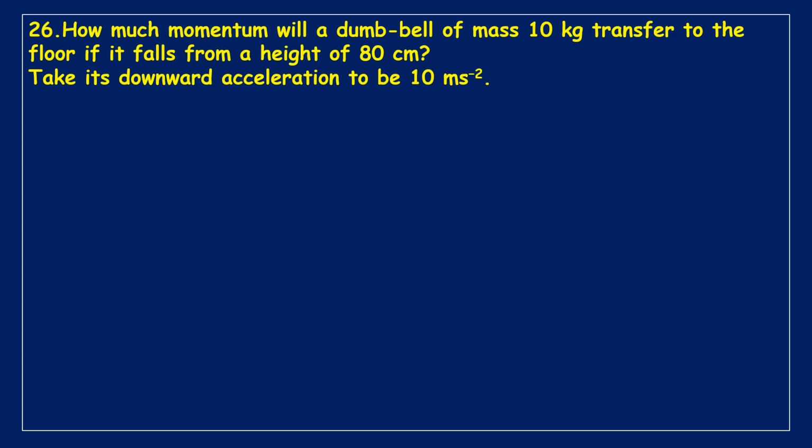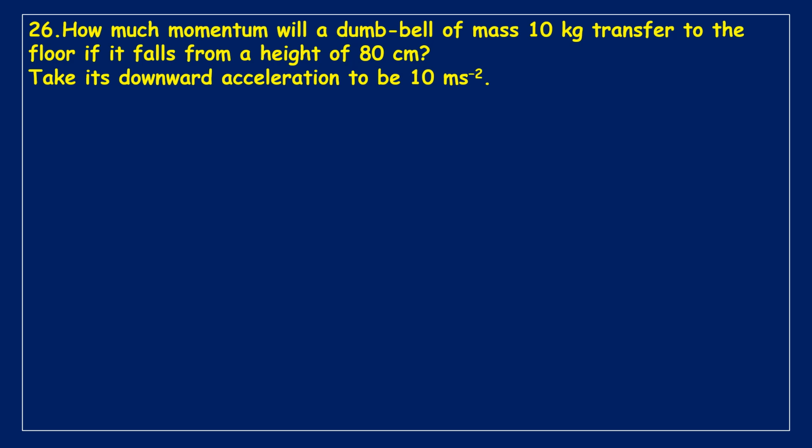How much momentum will a dumbbell of mass 10 kg transfer to the floor if it falls from a height of 80 centimeter? We know the dumbbell, we can see it in the gym, we use this dumbbell for better biceps and all muscle exercises. So whose mass is given, that is 10 kg.